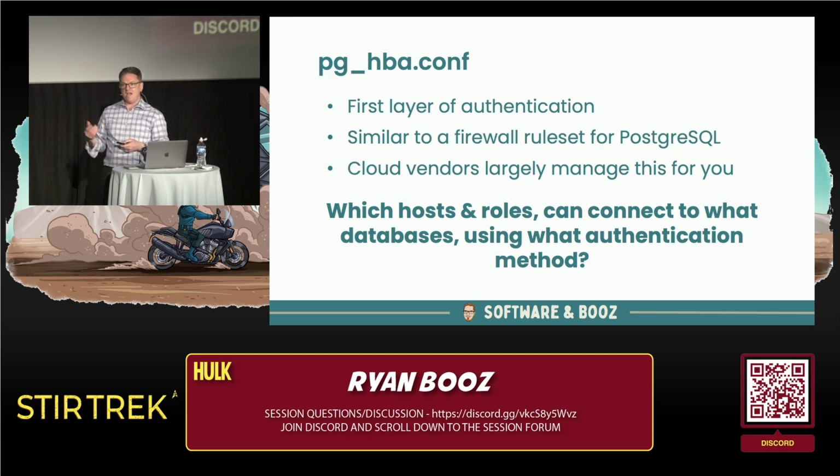And this HBA file is host-based authentication. It's very much like a firewall, and it's the first layer of authentication, just like you would expect a firewall to be. So if I try and connect to the Postgres instance and my connection parameters don't match something in this file, I don't even get to talk to Postgres, right? I get stopped right there at the network layer. And really, it's what you would expect a kind of firewall to be.